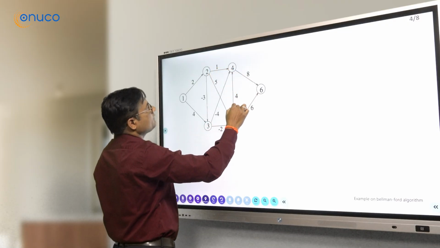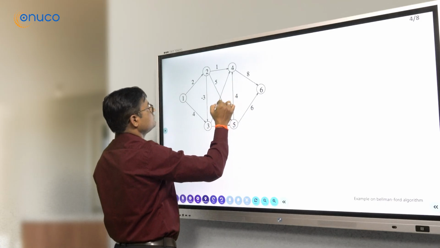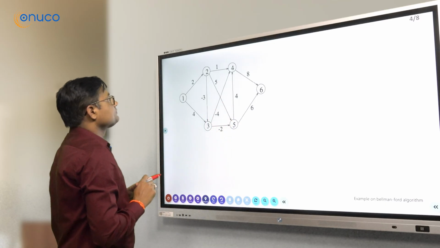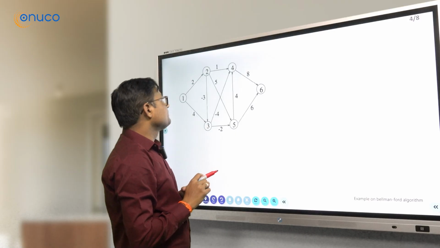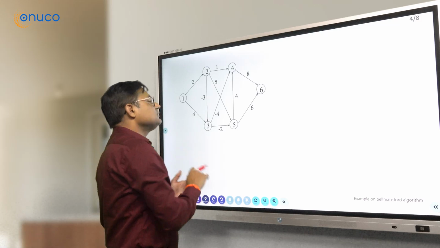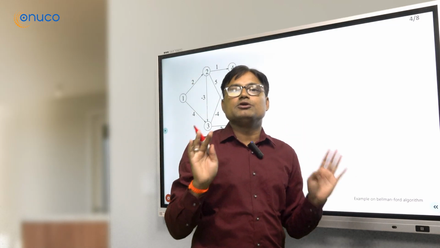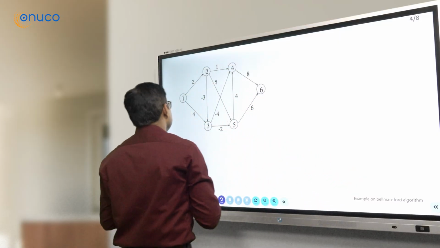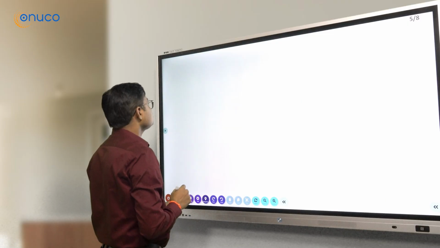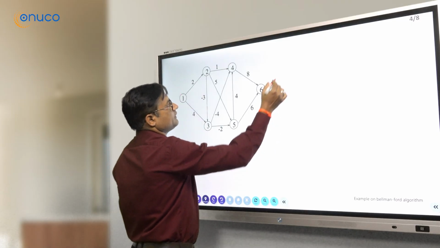So let us see, is there any cyclic path? No. So we don't have a cyclic path in this, hence we can proceed with Bellman-Ford. If there is a cyclic path, then remember that the sum of the weights on its edges must be positive, then only you are going to apply Bellman-Ford. In this particular case, just consider 1 as the source vertex. Okay, consider 1 as the source vertex.